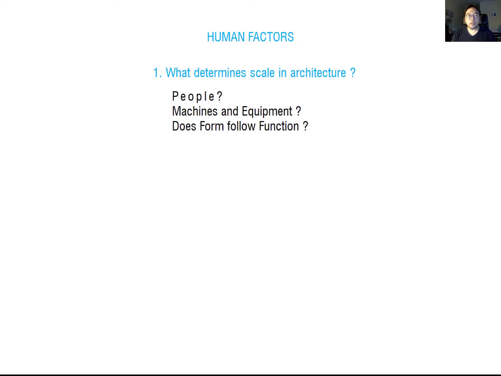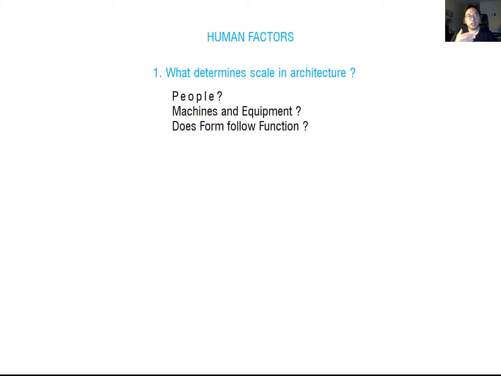So, the human factor: what determines scale in architecture, and how do you decide the size of your space? First, people. From the human factor, you know the dimensions of each person. So how many people occupy this space? Next, machines and equipment.